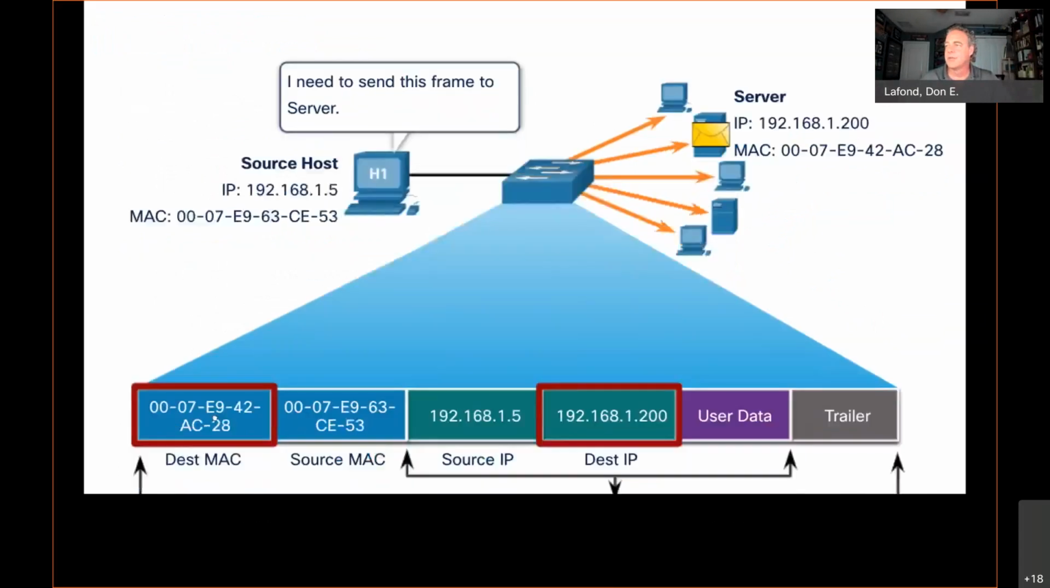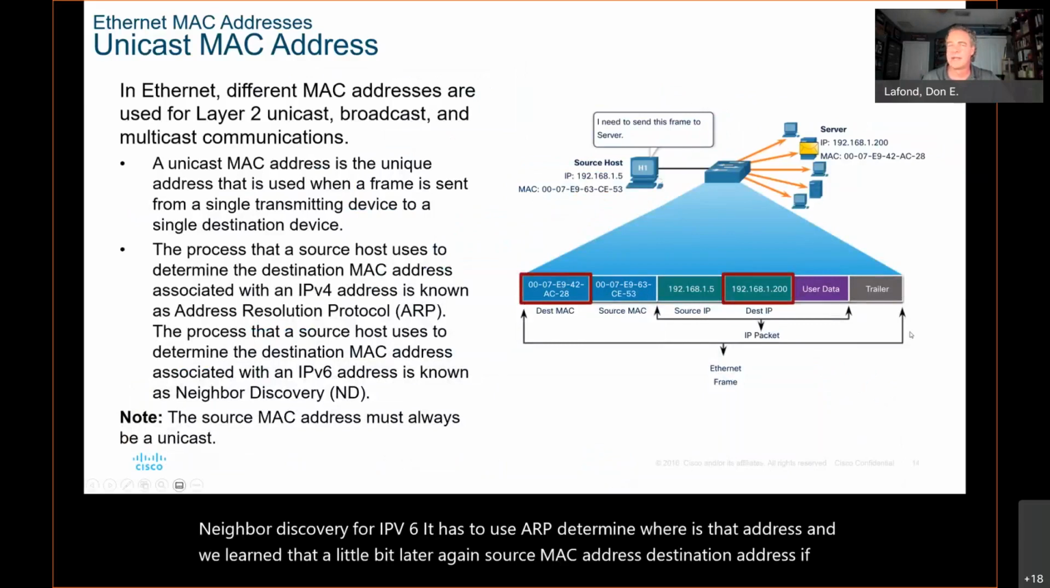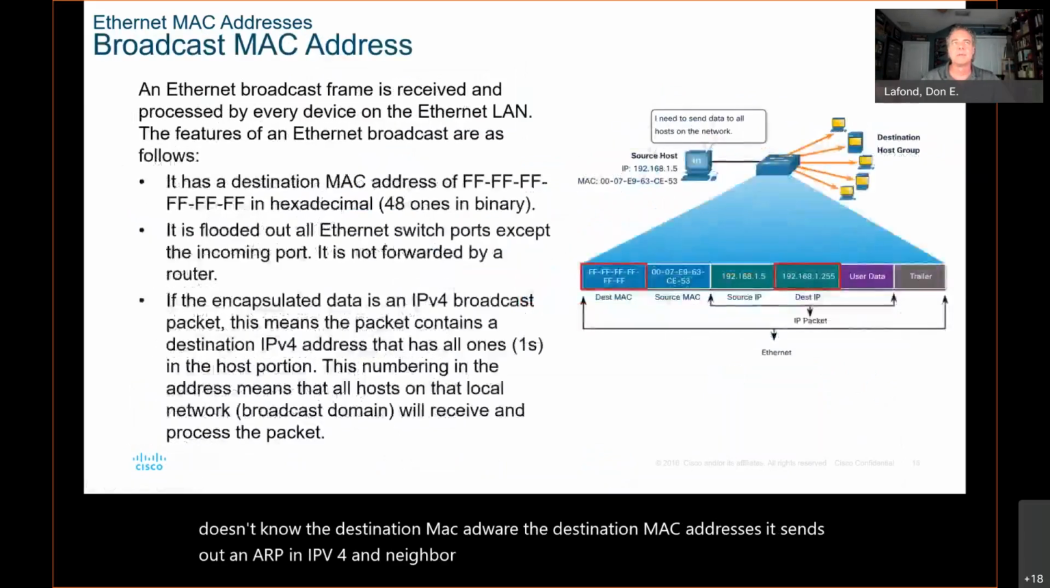Again, source MAC address, destination MAC address. If it doesn't know where the destination MAC address is, it sends out an ARP in IPv4 and neighbor discovery in IPv6. Notice the source and destination remain the same, then the actual data, and then a trailer to determine if there's any damage, and that is our Ethernet frame that is sent out over the physical layer to search the world.